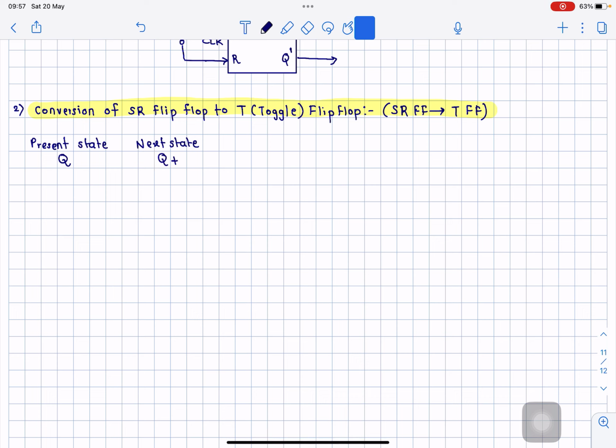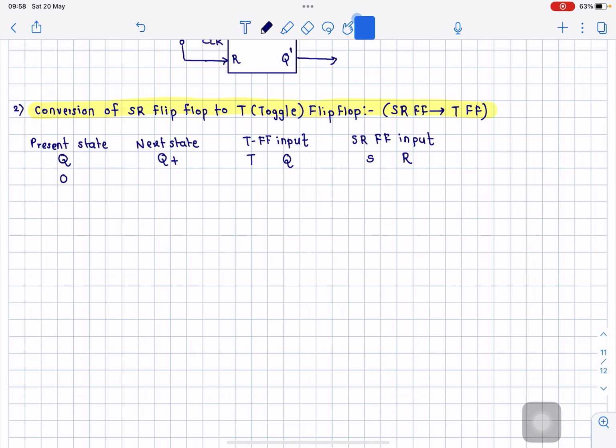Then in the third column, we take the inputs for the T flip-flop. We know that for the T flip-flop we have only one input, the toggle input T. Along with the T, we take the present state of the flip-flop, Q. And then we write the inputs for the SR flip-flop, and we know there are two inputs, S and R.